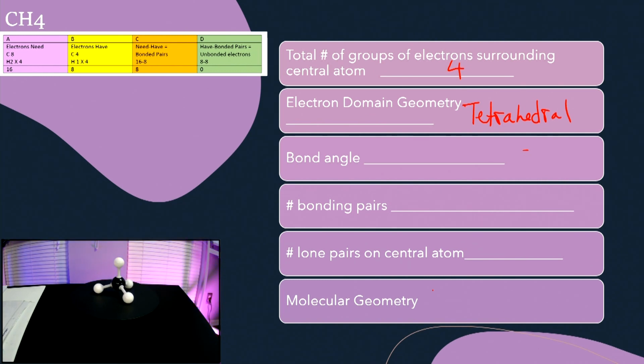And remember that tetra means 4. And the bond angle is going to be 109.5 degrees. The bonding pairs will be 4. The lone pairs will be 0. So the molecular geometry will also be tetrahedral. So that is a molecule of methane.